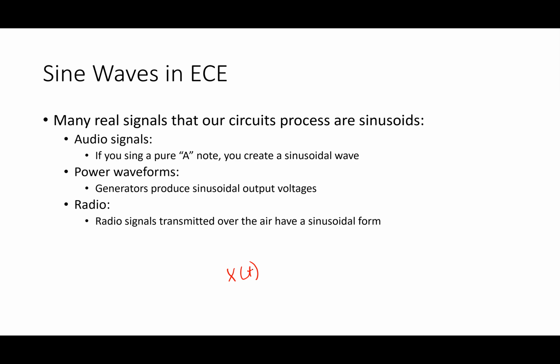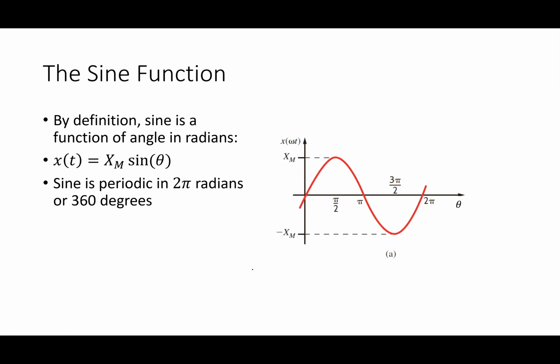If you look at the voltage coming out of the wall socket, it's a sine wave at 60 hertz. Radio is at a high frequency. Audio is maybe around 400 hertz or something like that. And a couple of things that I want to look at here.